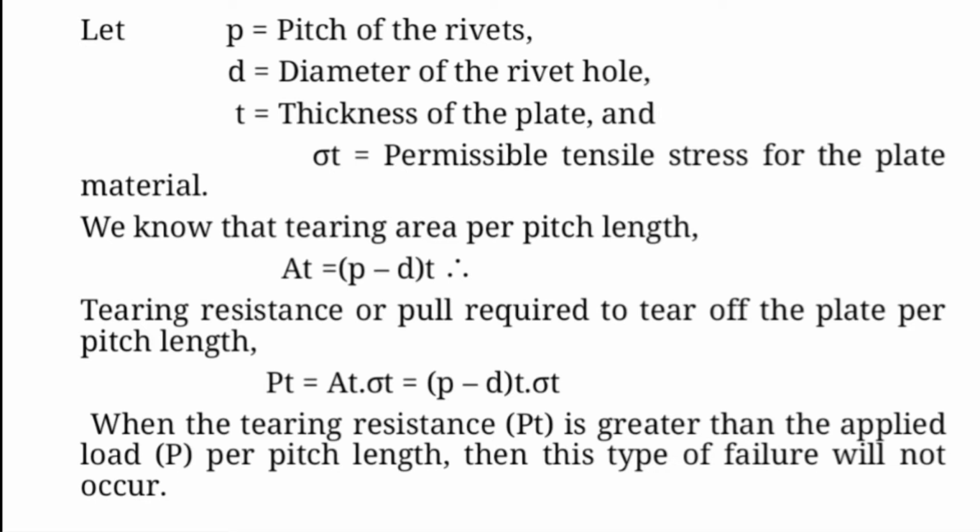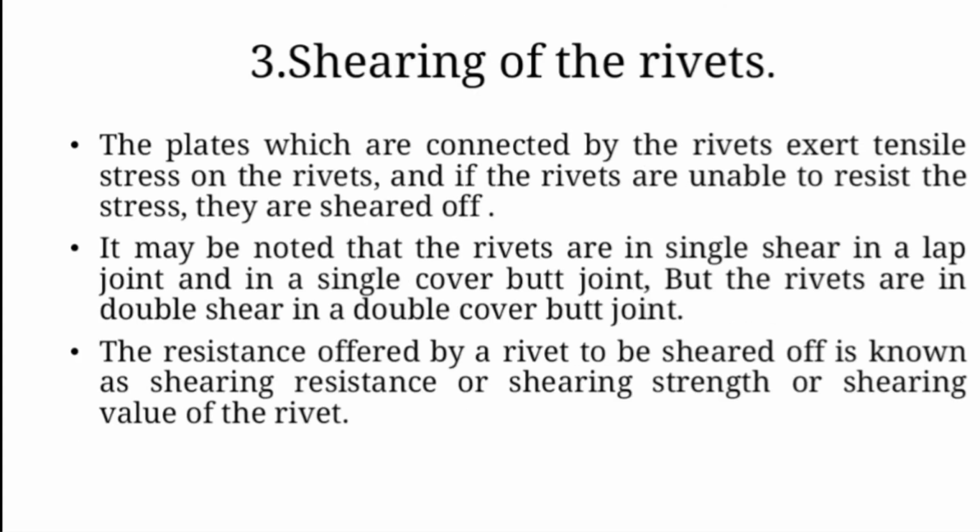We know that the tearing area per pitch length At is equal to (p minus d) into t. So the tearing resistance, or pull required to tear the plate per pitch length, Pt, is equal to At times the permissible tensile stress, that is, (p minus d) into t into sigma t. When the tearing resistance Pt is greater than the applied load per pitch length, this type of failure will not occur.